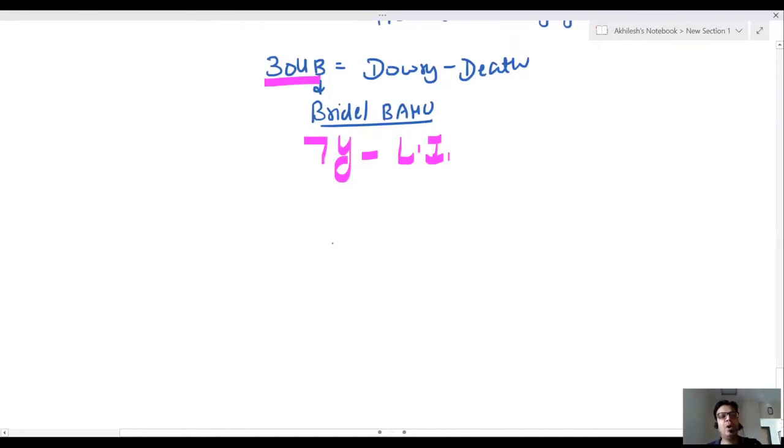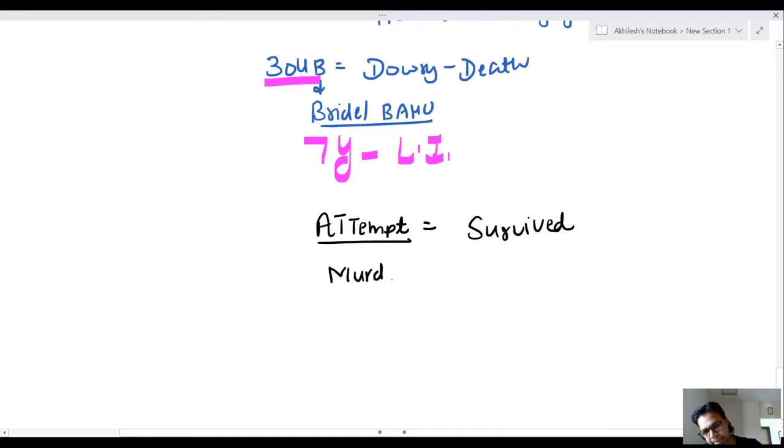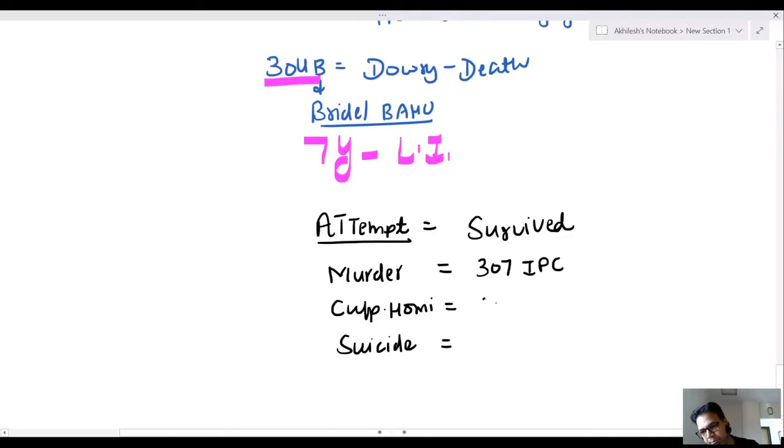Now what are attempts? What is the meaning of attempt? Attempt means the person has not died, the person survived. Like attempt to murder, attempt to culpable homicide, and attempt to suicide. All are in sequence: attempt to murder is 307 IPC, attempt to culpable homicide is 308 IPC, and attempt to suicide is 309 IPC.